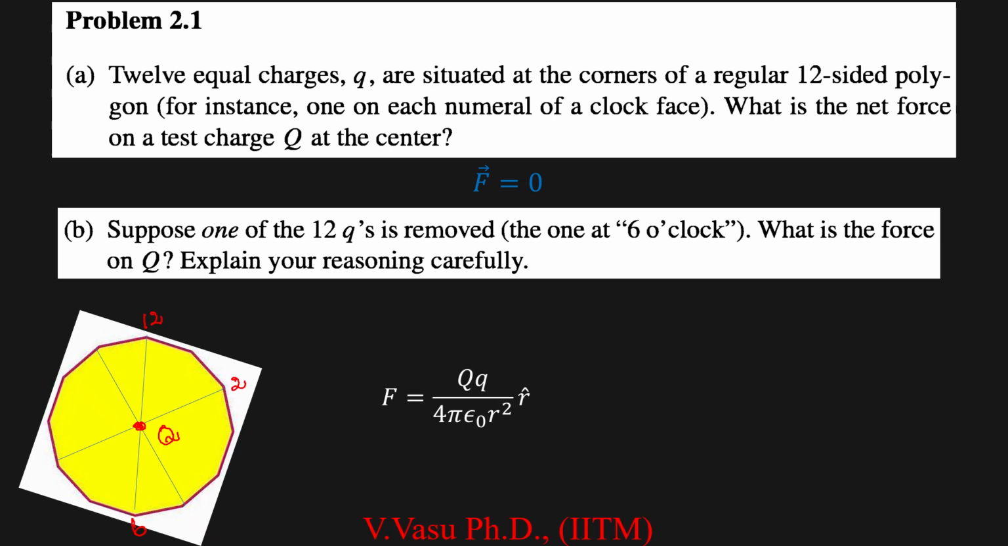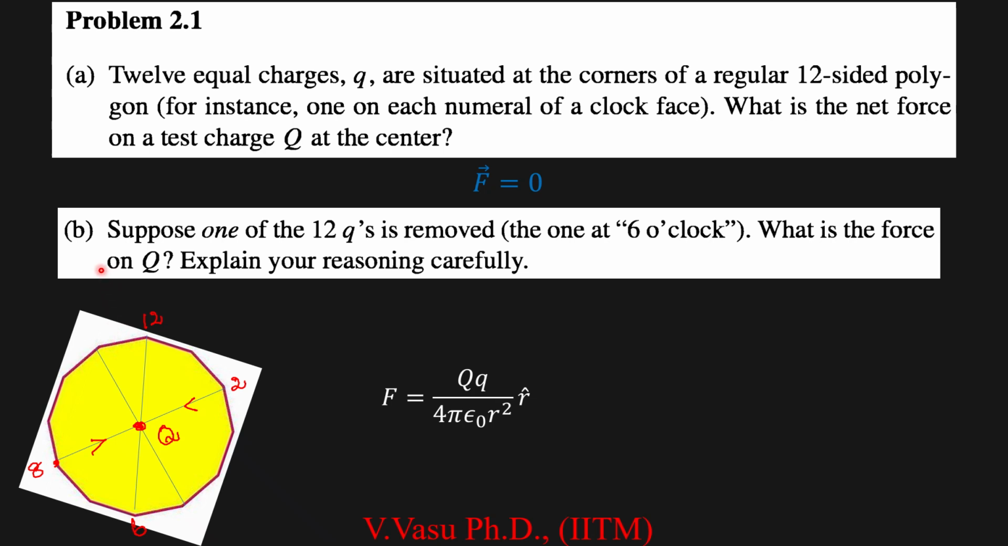So you consider the times 2 and 8. At 2 and 8 you have equal charges Q. So there is a net force towards the center from one, and here also a net force towards the center. Both are equal and opposite. So naturally there are 6 pairs. Each pair cancels each other's force, so the total force will be equal to 0.